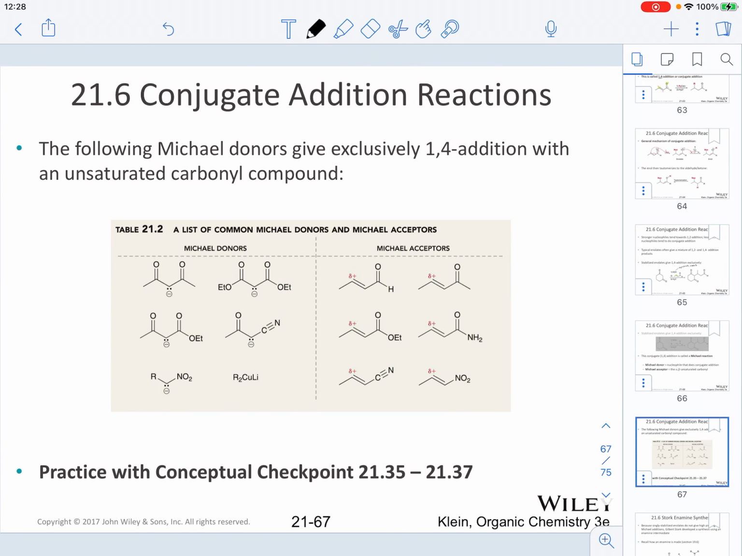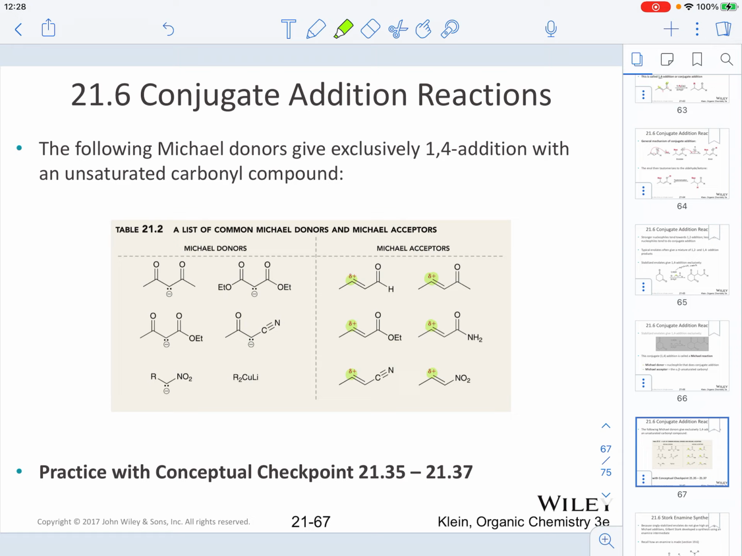So in your textbook, in table 21.2, we have a list of common Michael donors and Michael acceptors. Okay, so as you can observe here, these Michael donors are going to be acting as a nucleophile. And as you can see, for every single one of the examples that we have for Michael acceptors, remember that the addition, meaning the bonds that are going to be formed, is specifically where we have those delta plus sites, which is the position 4.